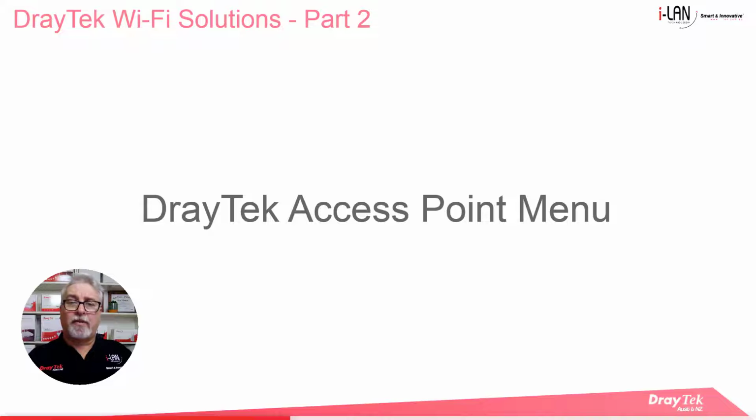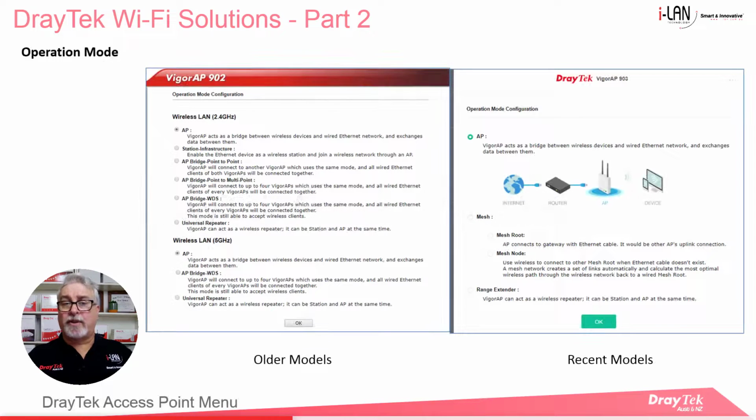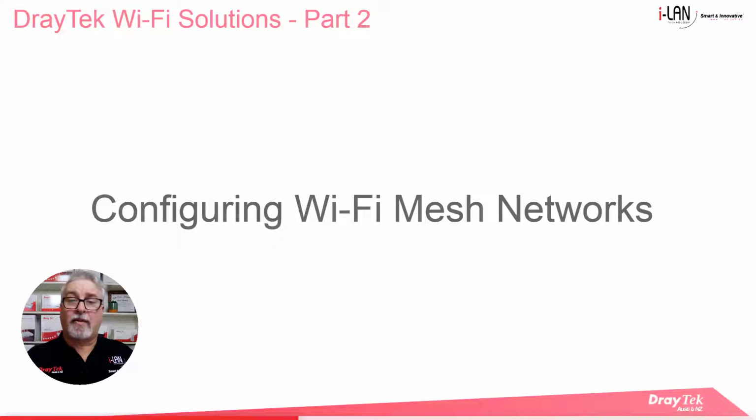Just a quick look at a couple of other differences in the menu options available in access points. One of the differences you might notice in DrayTek Vigor access points compared to routers is that they have a choice of operation modes that can be selected. Later model access points have different selections and include the Wi-Fi mesh options. Speaking of mesh, let's now have a look at configuring Wi-Fi mesh networks.